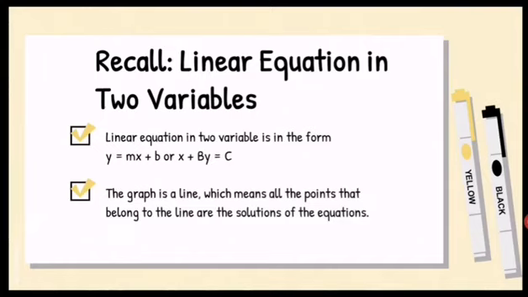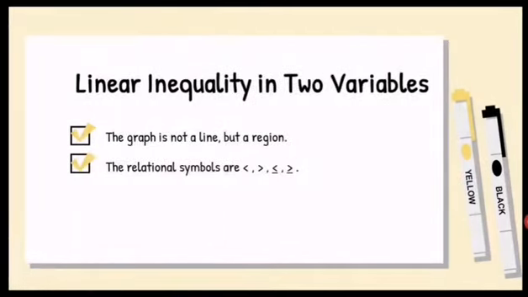First, let us have a recall about linear equation in two variables. Linear equation in two variables is in the form y equals mx plus b or ax plus by equals c. The graph is a line, which means all the points that belong to the line are the solutions of the equation. For linear inequality, the graph is not a line, but a region.